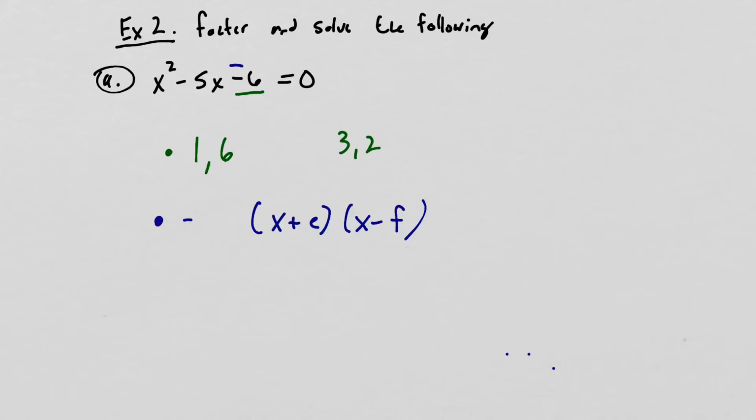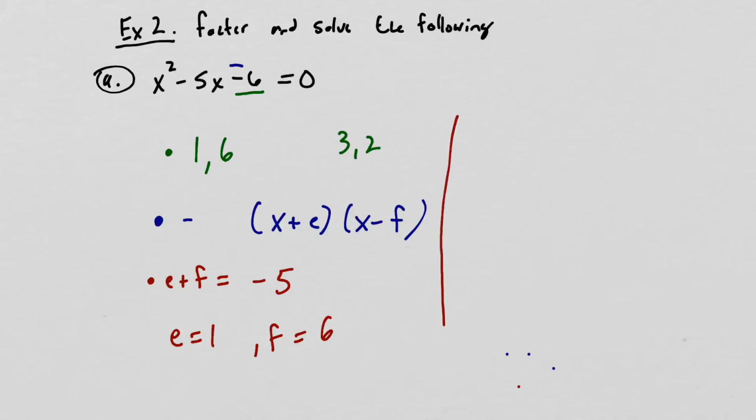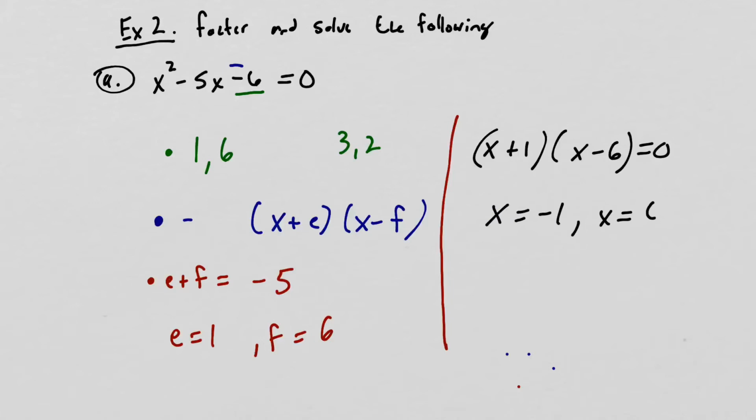Finally, we want the sum of our e plus f to be equal to negative 5. Out of the green numbers, the only combination that will allow this to be true is when e is equal to 1 and when f is equal to 6. So to factor this quadratic, this will be given by x plus 1 times x minus 6, which is equal to 0. So the solution to this quadratic equation will be x is either equal to negative 1 or x is equal to 6.